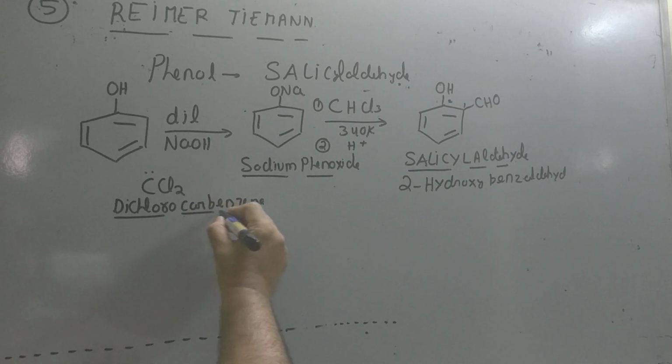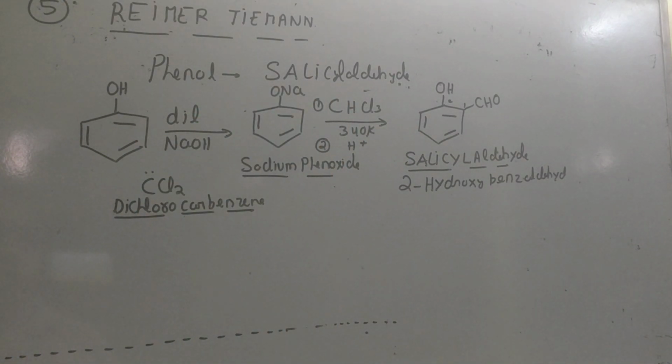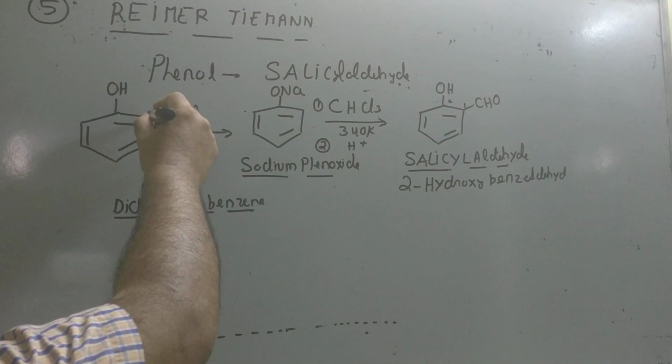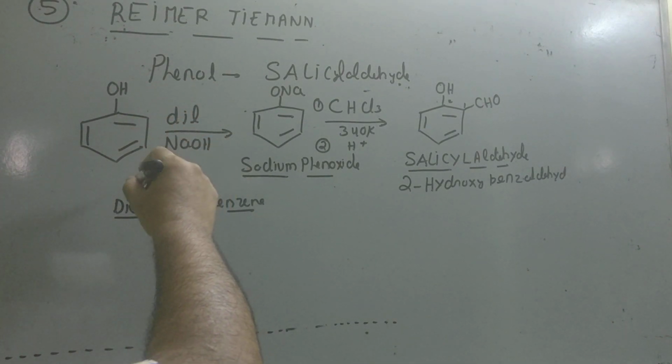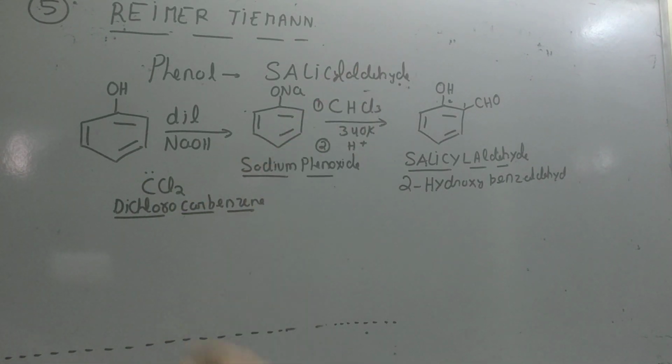This is called dichlorocarbene. Obviously chloroform converts into dichlorocarbene, which reacts with phenol at the ortho position, an electrophilic substitution reaction. H plus will be replaced by this, followed by the other reactions, and ultimately you are going to get salicylaldehyde. We are not going into the mechanism detail of this Reimer Tiemann reaction.